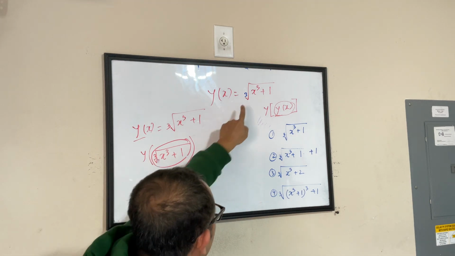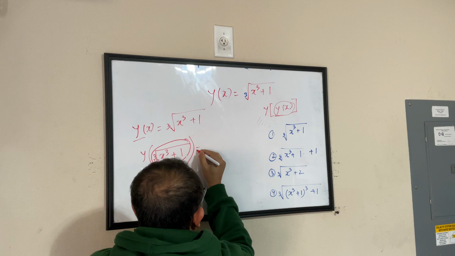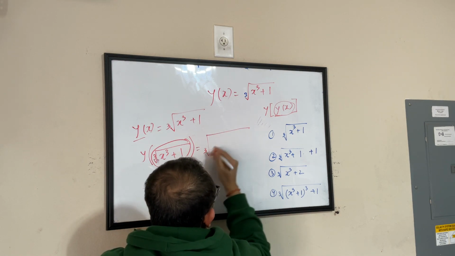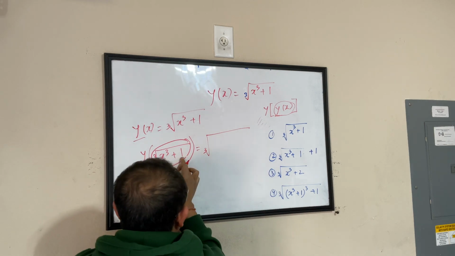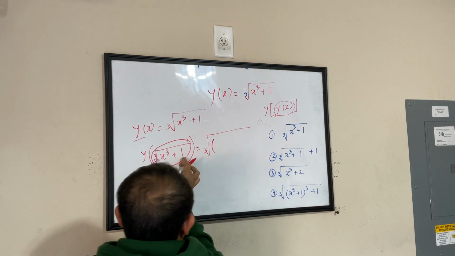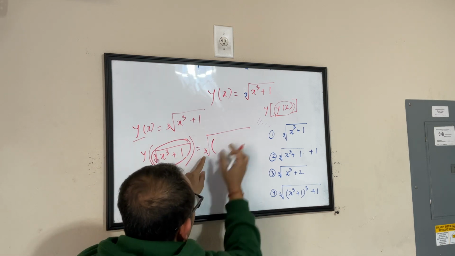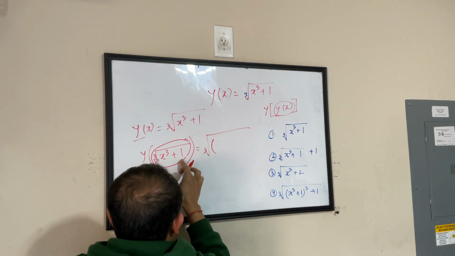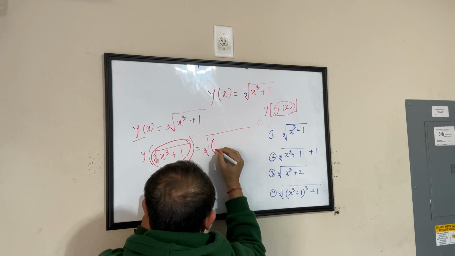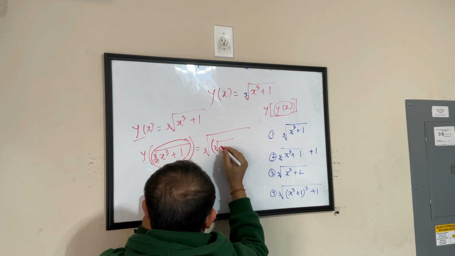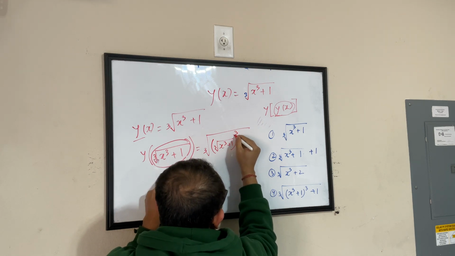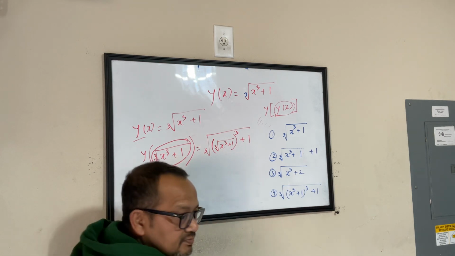If you put this value in this equation, you are talking about cube root of x cube. What is your x? This thing. So cube root of, first thing is x cube. What is your x cube? This is your x, so cube of that. So you are talking about cube root of x cube plus 1. This is plus 1.